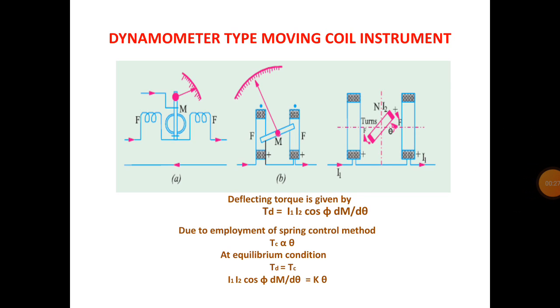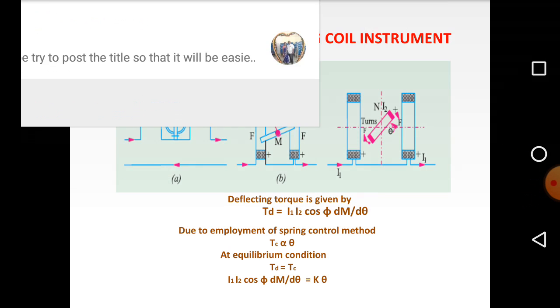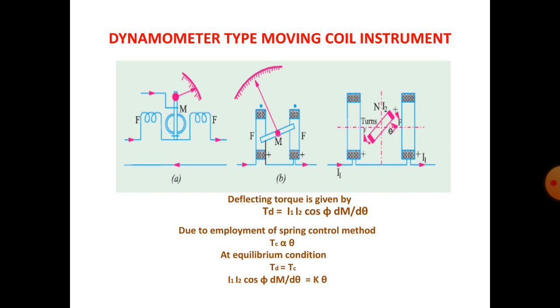In dynamometer type moving coil instrument, an air core coil is taken. Air core in the sense a coil is wound and air is flowing through this. By this air core, hysteresis losses are going to be reduced. In this one, an air core coil is taken and split into two halves. In the middle a spindle is connected. To the spindle a pointer is fixed. That pointer is moving on the scale.